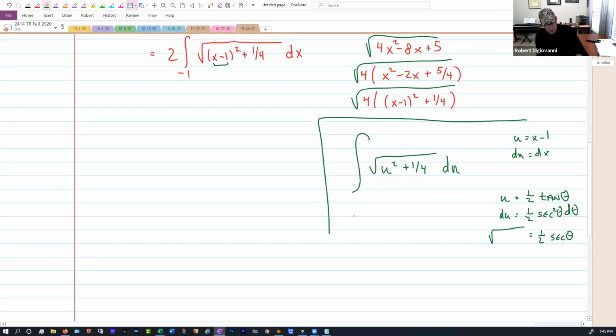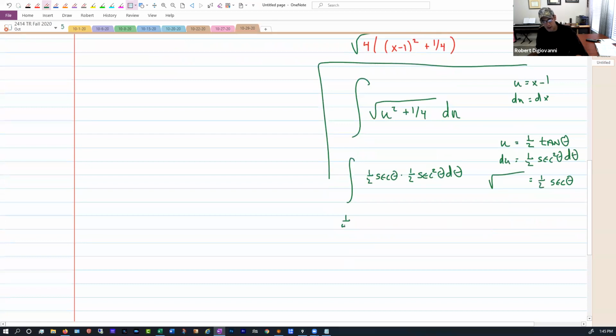All right, so that means this integral becomes, the whole square root thing is 1/2 secant theta. And then the du is 1/2 secant squared theta d theta, which is 1/4.